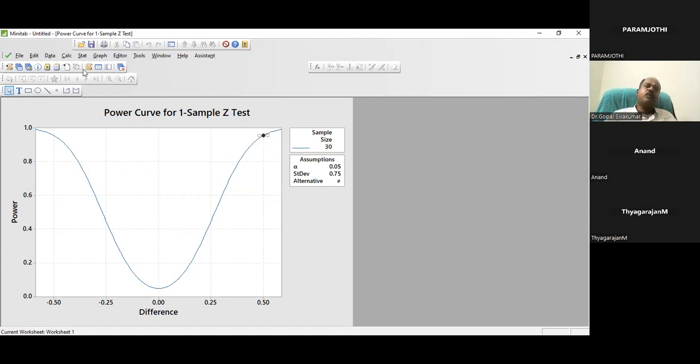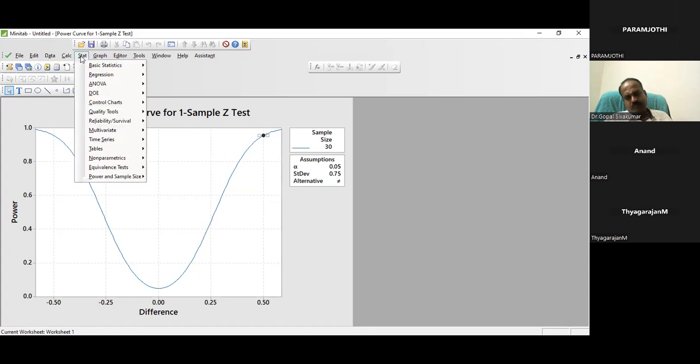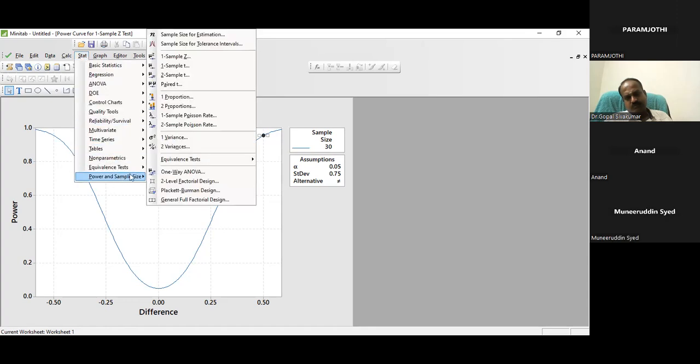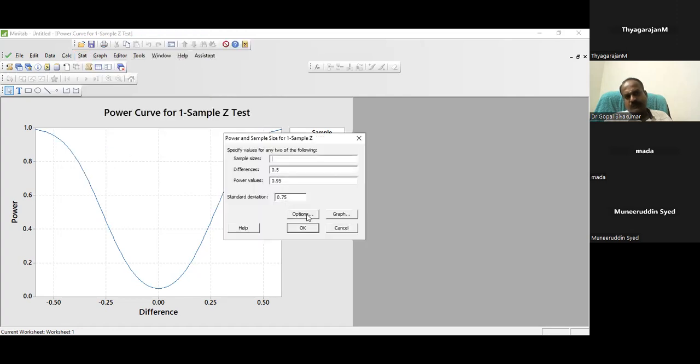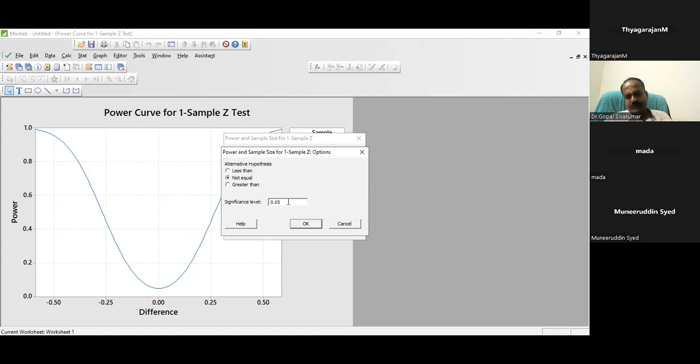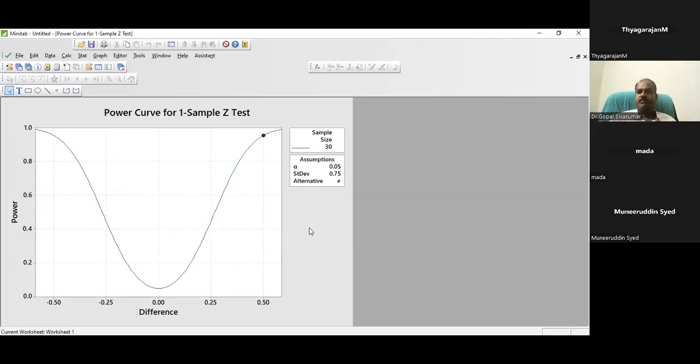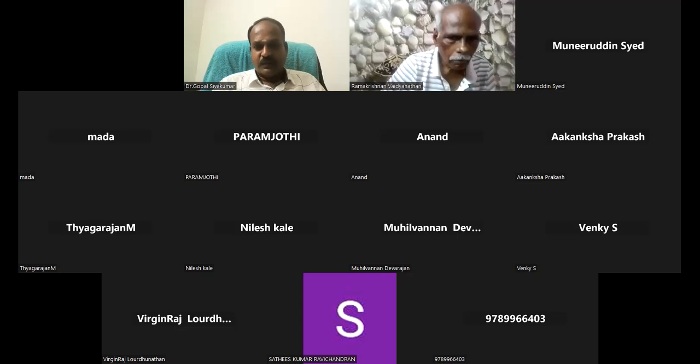We have solved it. One of you, please guide me how to do that. How to calculate sample size? Stat, power and sample size, one sample Z. Feed all the values. Go to options. Give the significance level or the confidence level, any one. Then okay. That's all. Very simple, right? Yes, very good. Now again.